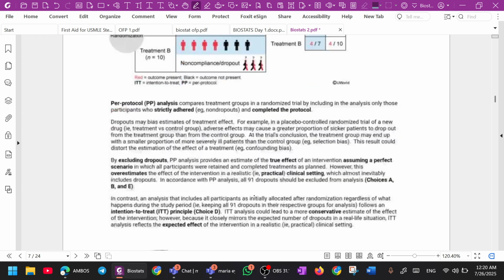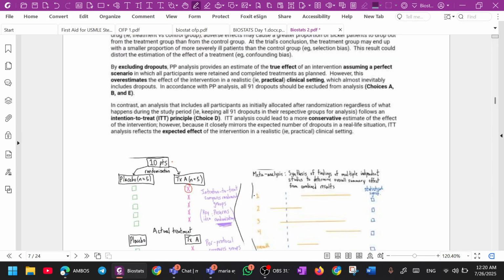In contrast, an analysis that includes all participants initially allocated after randomization, regardless of what happens during the study, keeping the 91 dropouts in their respective groups of analysis, follows an intention to treat principle. Intention to treat analysis could lead to a conservative estimate of the effect of the intervention. However, because it closely mirrors the expected number of dropouts in a real situation, ITT analysis reflects the expected effect of the intervention in a realistic clinical setting. Okay.